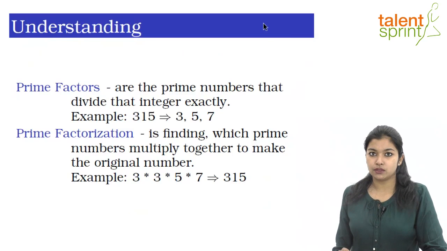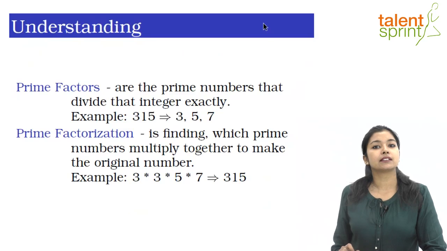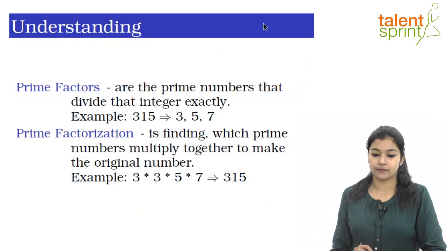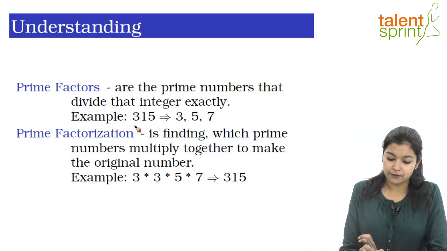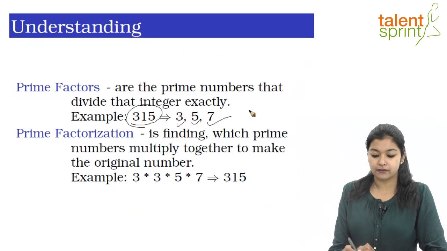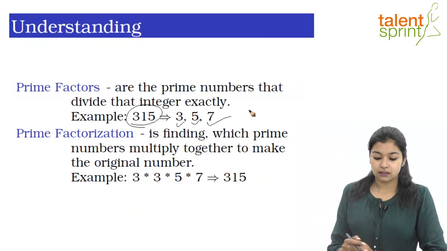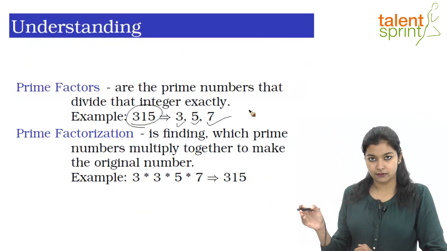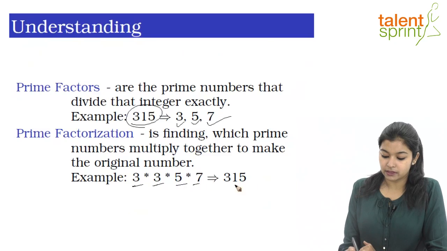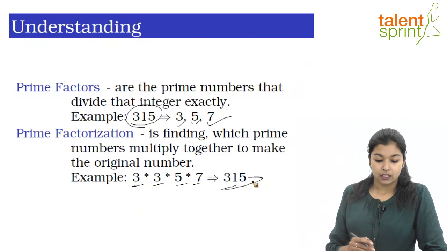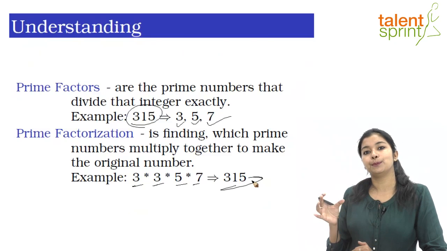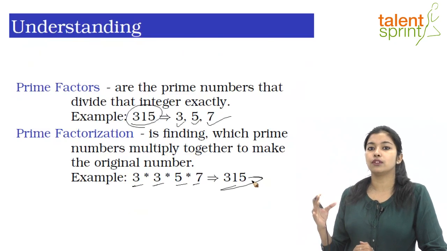So let me first explain you the concept. Prime factors are the prime numbers that divide your number exactly. So for example here, 315 is the number in question. So its prime factors are 3, 5 and 7, since the multiplication of 3, 5 and 7 can get you the number. So 3 into 3 into 5 into 7 is 315. Now prime factorization is finding which prime numbers multiply together to give you your output number.